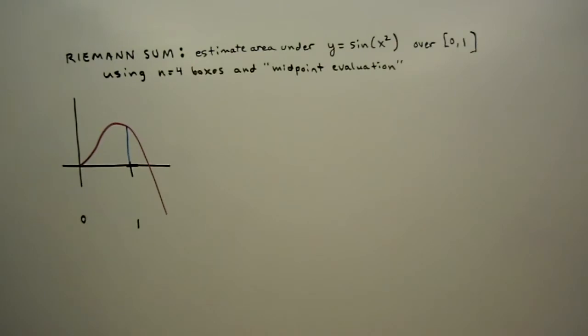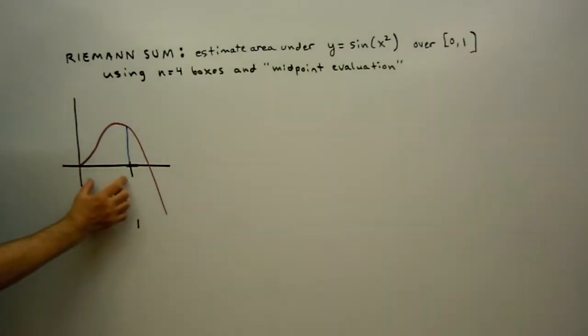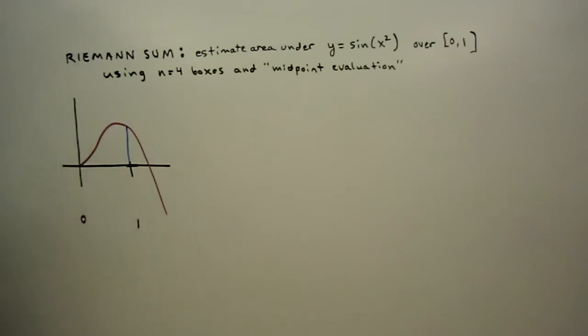This is an example of using a Riemann sum in order to estimate the area under a curve. Our goal is to estimate this area under the curve y equals sine of x squared over the interval from 0 to 1. And the way we're going to do that is we're going to use 4 boxes, n equal to 4, and we're going to use what we refer to as midpoint evaluation.